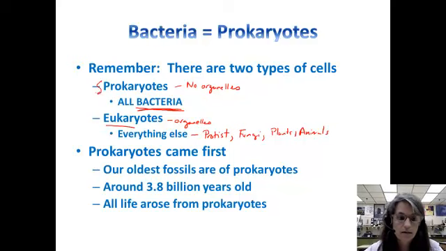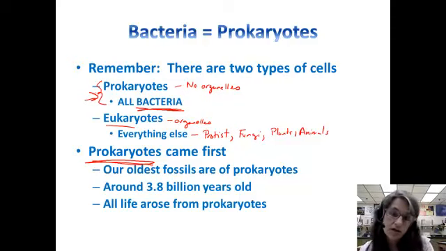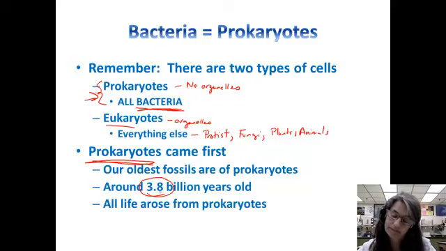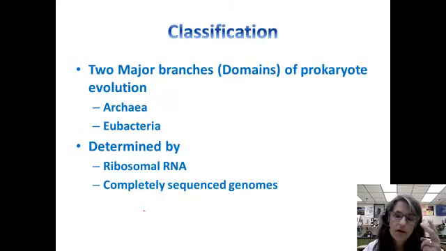So we are in this PowerPoint here, okay? Please remember that bacteria, prokaryotes, came first. These are the most simple life forms, the first life forms to evolve on planet Earth. Our very oldest fossils are of prokaryotes at around 3.8 billion years of age. So all life arose from prokaryotic organisms.